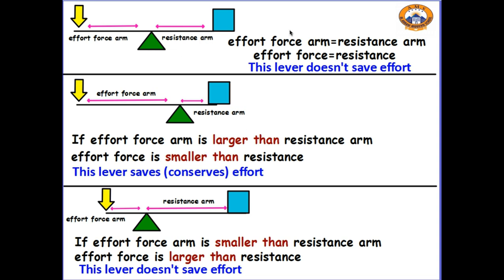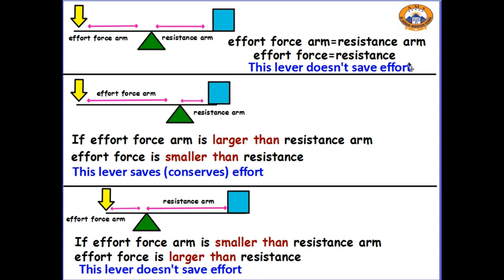In the first case, the fulcrum is exactly in the middle between the effort force and the resistance force. That means that the two arms are equal. The effort force arm is equal to the resistance arm. And according to the law of levers, if the two arms are equal, the effort force would be equal to the resistance force. Does this lever save effort?